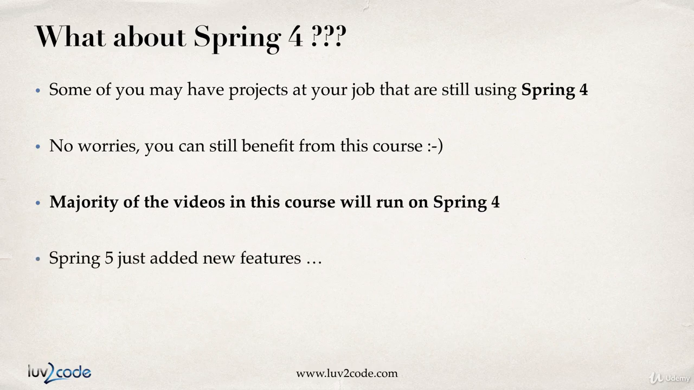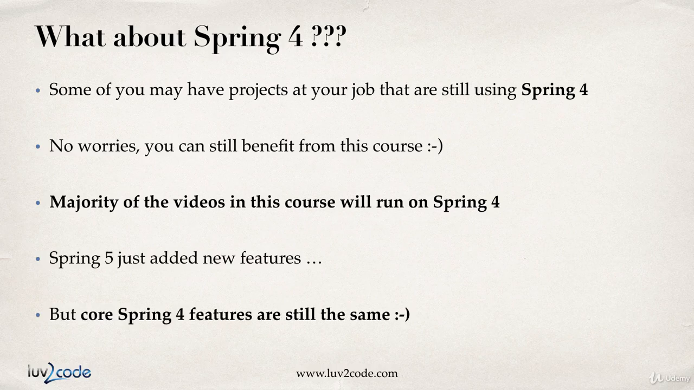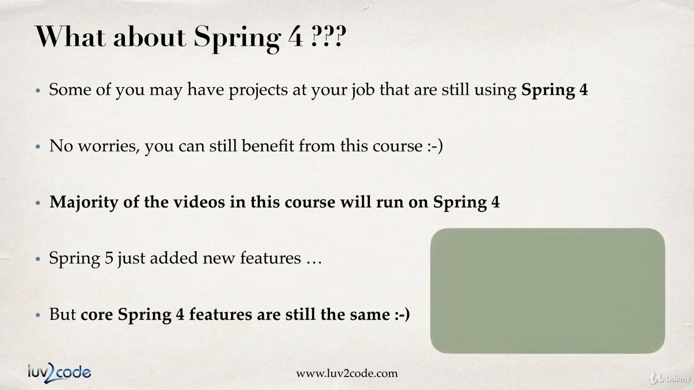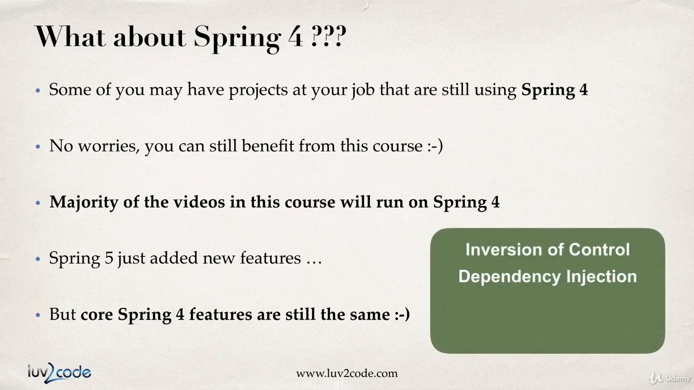Spring 5 simply added some new features, but the core Spring 4 features are still the same, so those things don't change. Like inversion of control, dependency injection, Spring AOP, Spring MVC, all of that's in Spring 4, and it also works the same in Spring 5. So no worries there. All of the core, important stuff is still the same because Spring 5 just added new stuff. They didn't go back and break any of the old stuff. So you're in good books there.